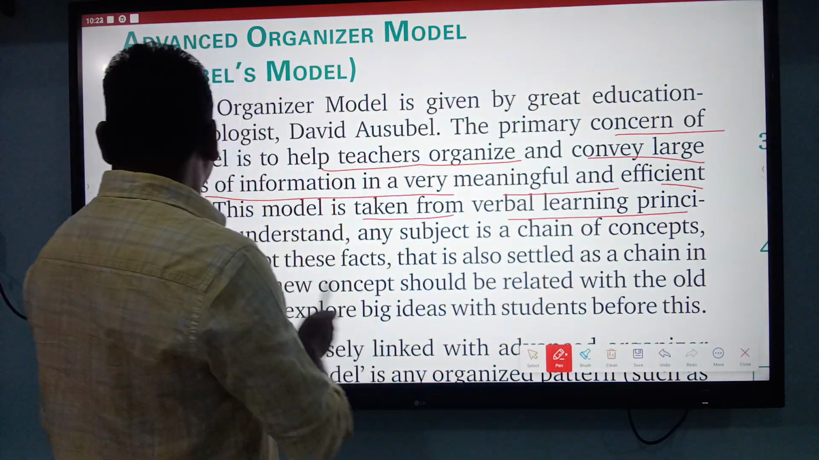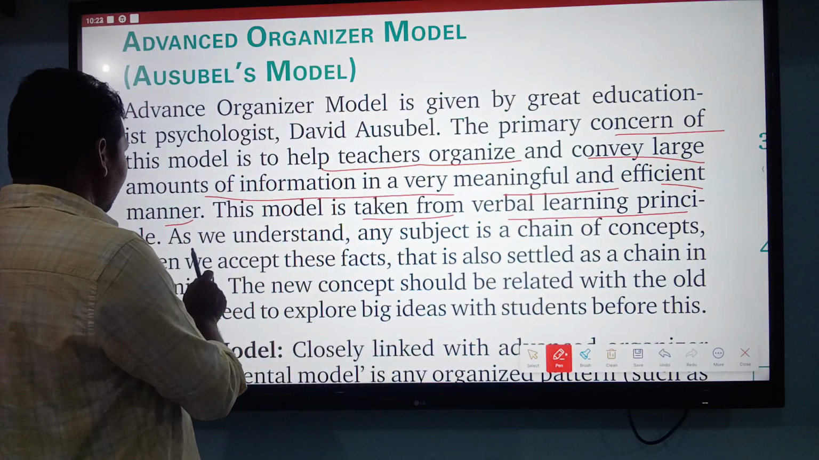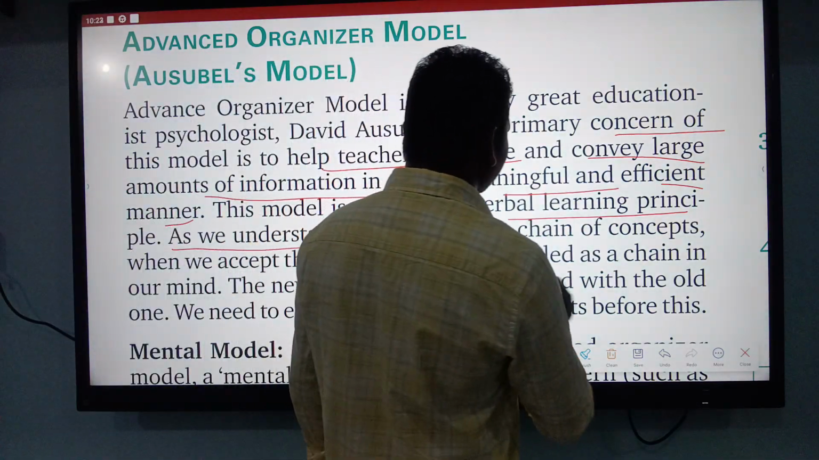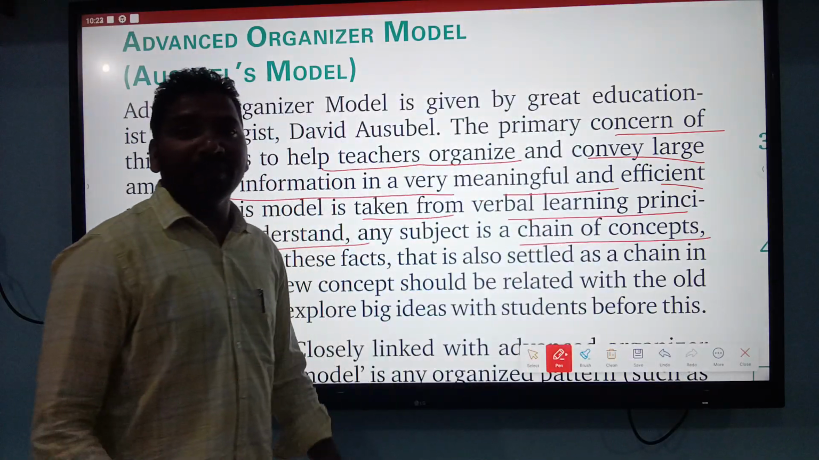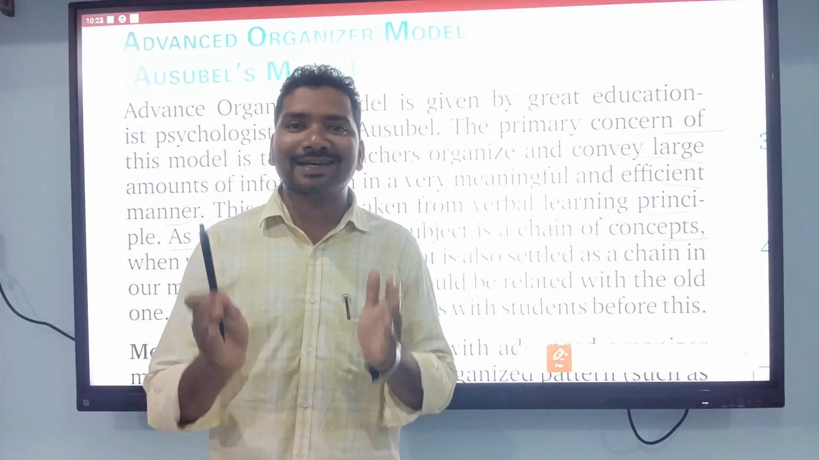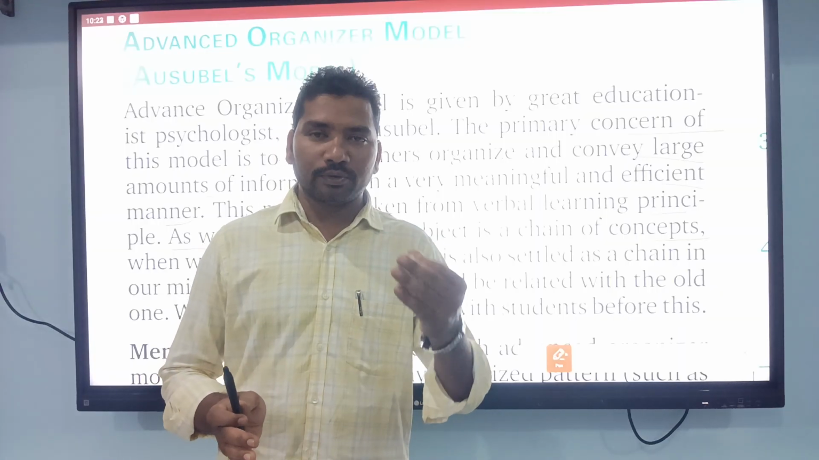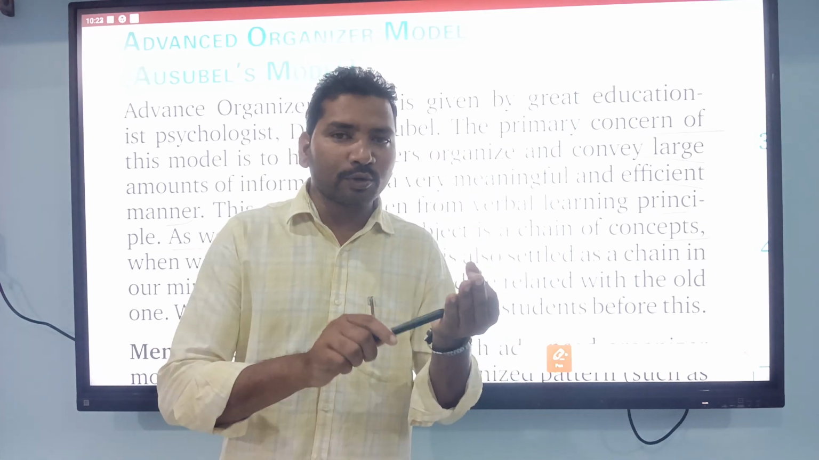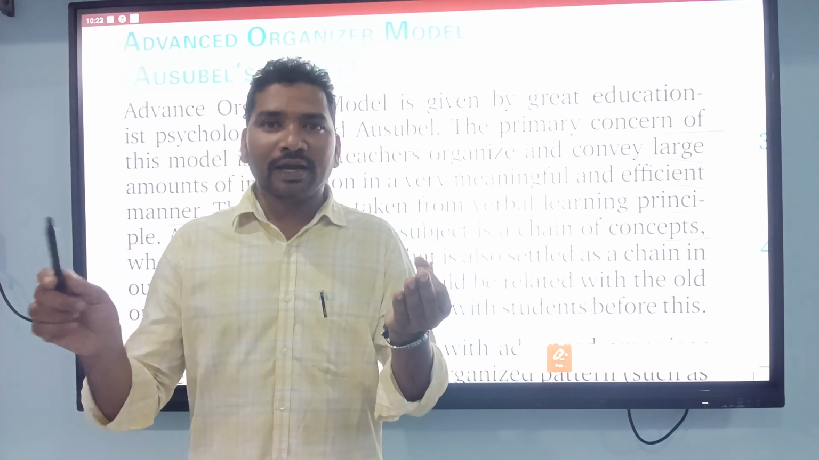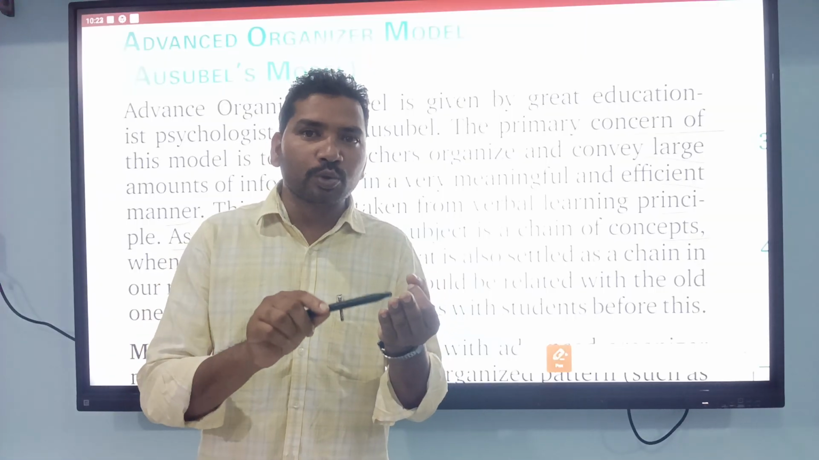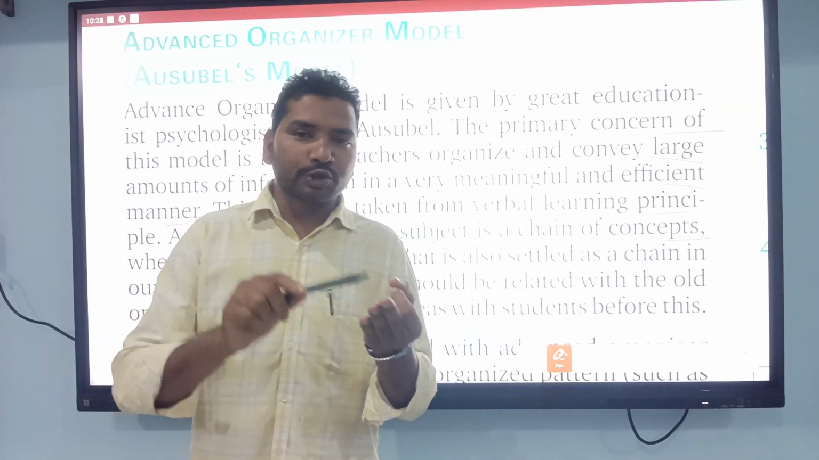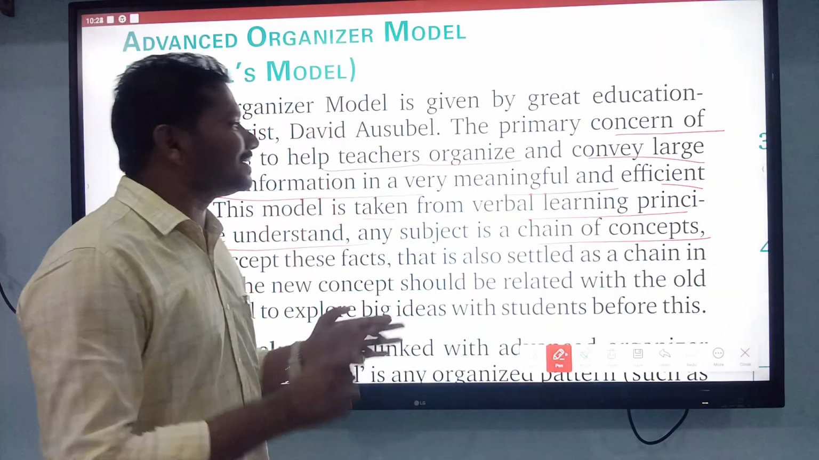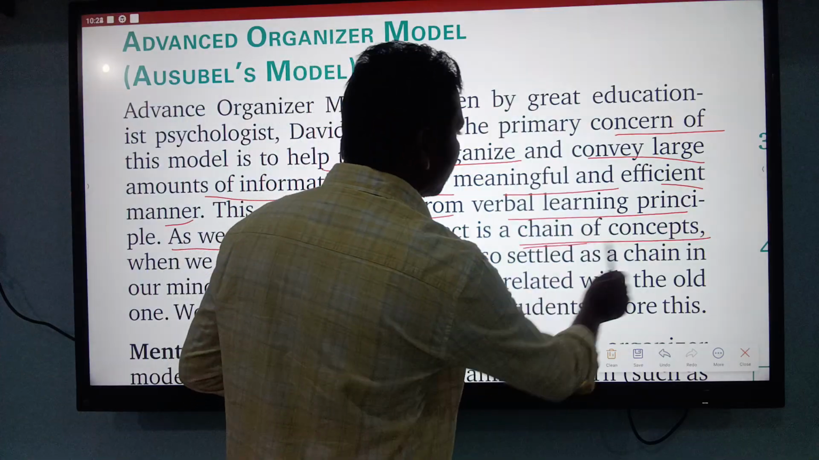Then move to another sentence: as we understand, many subjects are a chain of concepts. For example, if you take the history book of class 9, it will be closely related to class 10. The class 10 history book is closely related to the plus 2 book, and the plus 2 book is closely related to the graduation book. So it is a chain of concepts.